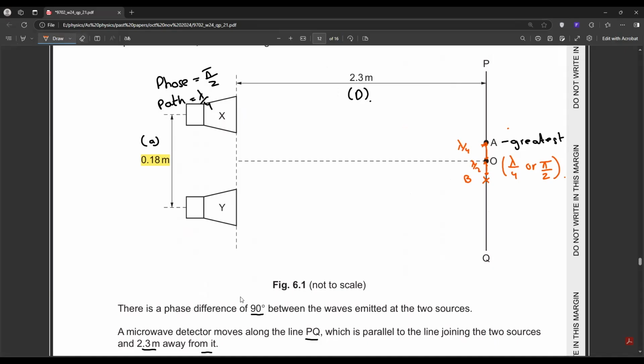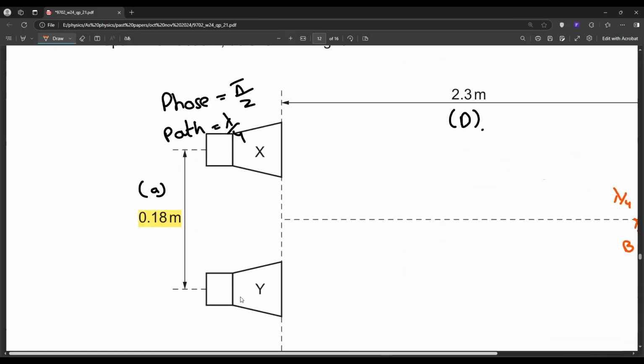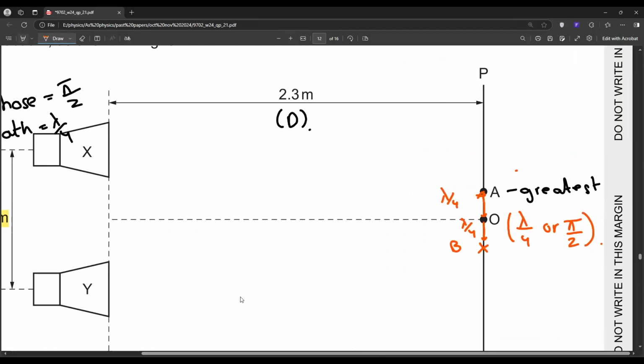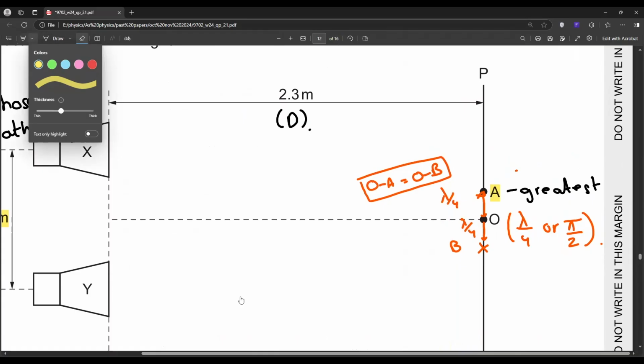So these distances, one second, let me mark here. This will also be lambda over 4. So these distances, that is from O to A and from O to B, should be roughly equal. Why? Because both of them represent a distance of what? Lambda over 4. This is lambda over 4, this is lambda over 4. Simple. Nothing complicated here. Apologies for this highlighter mess that this is creating.